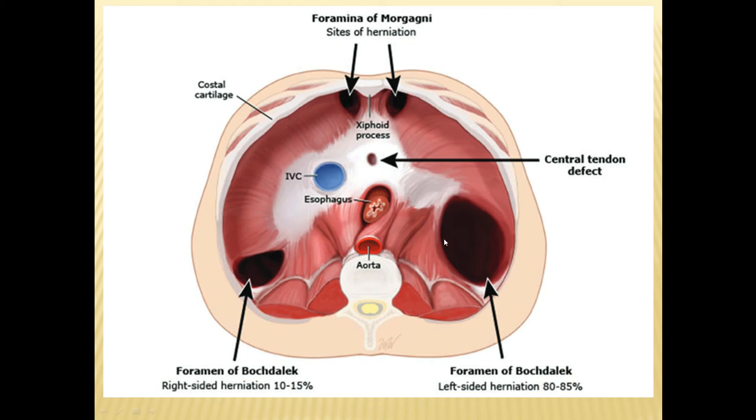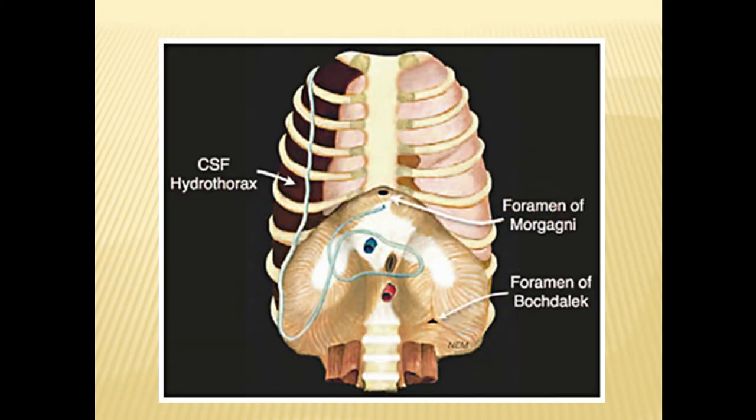Left side is more common. We can see one more slide. So you can see the foramen of Bochdalek over here. Foramen of Morgagni, retrosternal, this is the sternum, so retrosternal, and here is the foramen of Bochdalek.